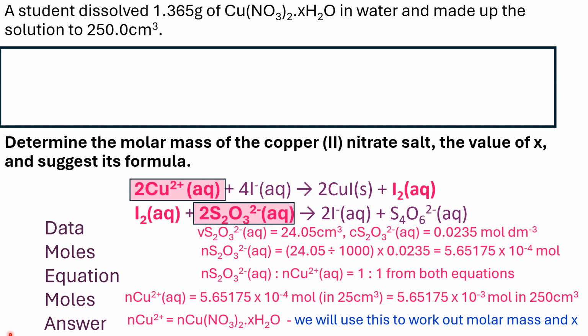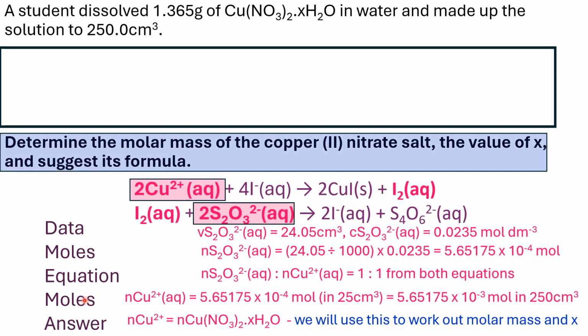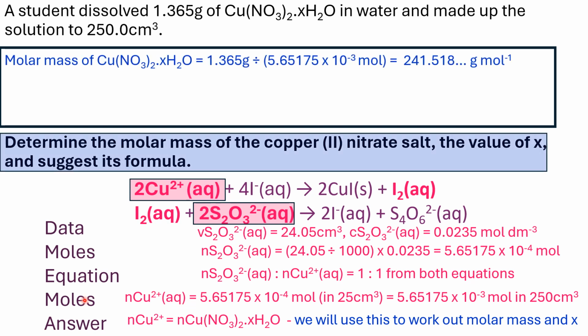So the next connection to make in your head is that the number of moles of copper(II) ion that you've now established are present is the same as the number of moles of the full hydrated salt, because if you look at the formula, you can see there's only one copper inside copper(II) nitrate. So you divide the mass of hydrated copper nitrate that you were told you had, which is your 1.365 grams, by your newly calculated number of moles of copper(II), which is the same as the number of moles of your hydrated salt.